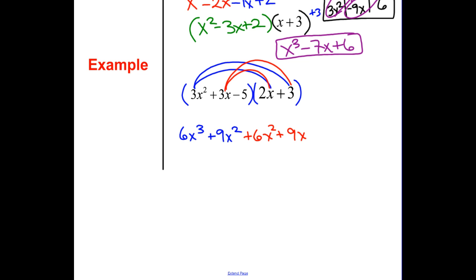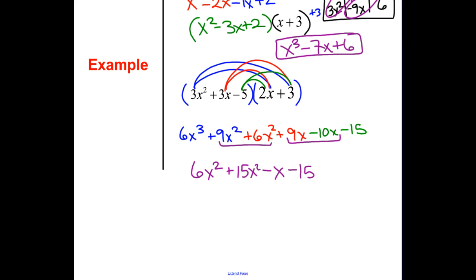Now our last term here, we're going to take the negative 5 and multiply it to each piece. So negative 5 times 2x is negative 10x. And negative 5 times positive 3 is negative 15. Now again, I'm just going to go and combine all of my like terms. So 6x cubed is by itself. These two are going to go together. So we're going to have positive 15x squared. These two are going to go together, so we're going to have negative 1x. And then the negative 15 is all by its lonesome again.